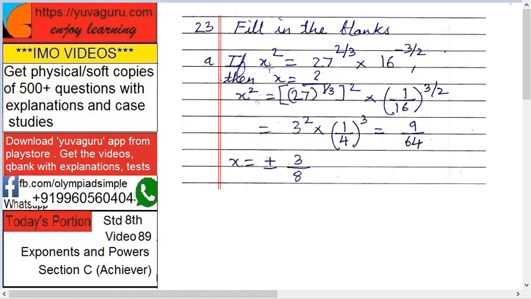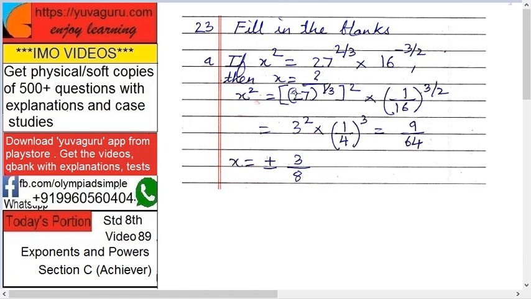Fill in the blanks. If x square equals 27 raised to 2 by 3 into 16 raised to minus 3 by 2, then x equals to, here, let's solve this first. x square equals to what? 27 raised to 2 by 3. Bring this 1 by 3 inside. So it becomes 27 raised to 1 by 3, the whole square, into this 16 raised to minus 3 by 2. So it becomes 1 upon 16 raised to 3 by 2.